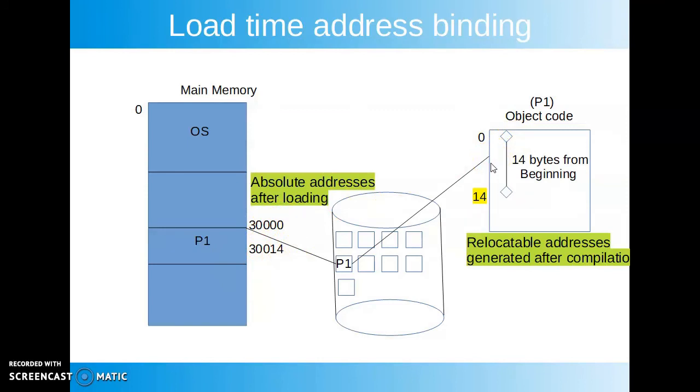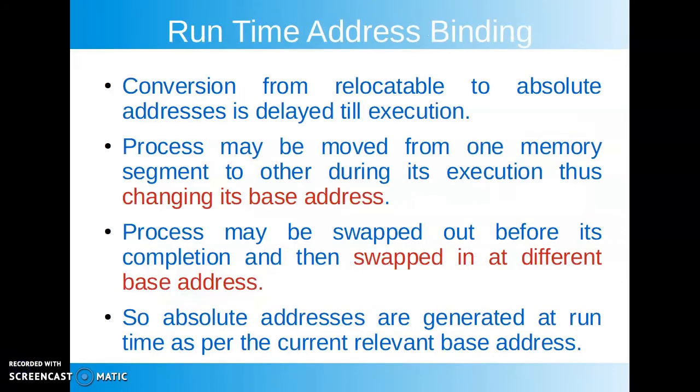When the program is compiled, its object code is generated and stored on the secondary storage. Now this object code is brought by the loader into main memory. Only when it is loaded is the base address of the program made available, and only then is it used for calculation of actual addresses for the instructions. So this is known as load time address binding.